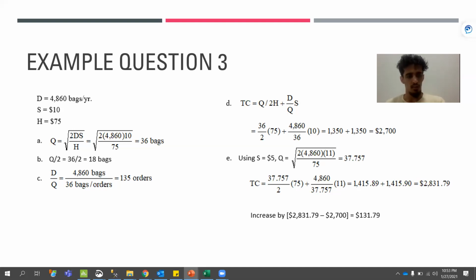And point C, we have D divided by Q equals 4,860 bags divided by 36 bags per order. So it will become 135 orders. For the next points, I will move this presentation to Sadiq.